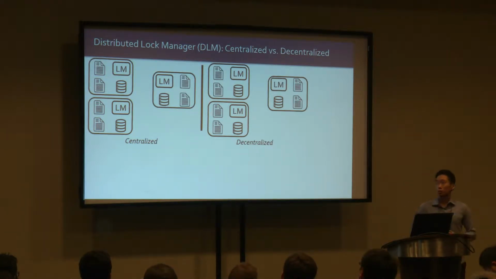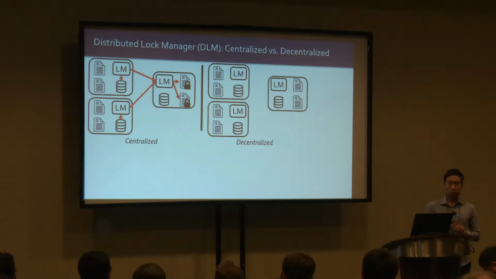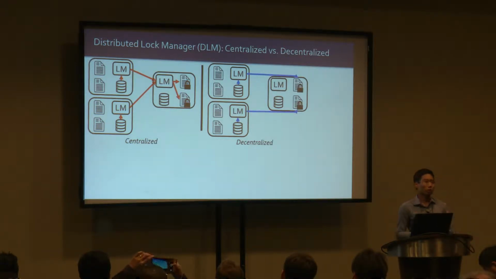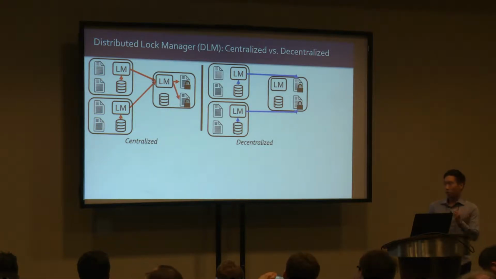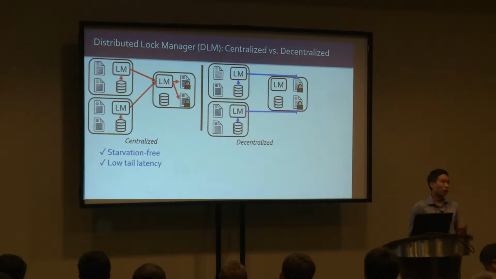In a centralized distributed log manager, when you need a resource, you need to talk to the remote log manager hosting that resource to get a lock. In a decentralized log manager, on the other hand, you can directly grab the lock on the object that you need. Centralized log managers have knowledge of all the locks for the resources they host, so they can be starvation-free and also have a low tail latency.